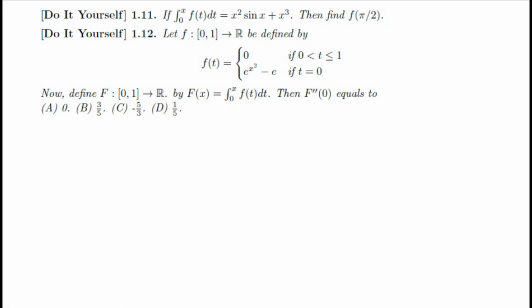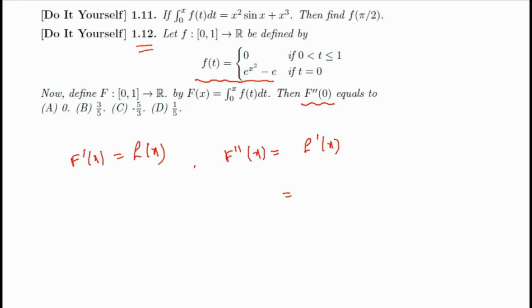For problem number 1.12, we can easily solve that one because f dash x equals f x and f double dash x we can find, this is f dash x. Now f dash x can be found from here and put x equal to 0, then you will get f double dash 0. So this is very similar to the previous problem.